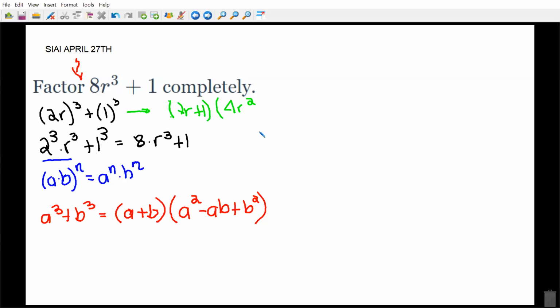4R squared minus 2R times 1 is going to be 2R, right? And then finally, the last one squared, which is going to be 1. Is this what you have, guys?